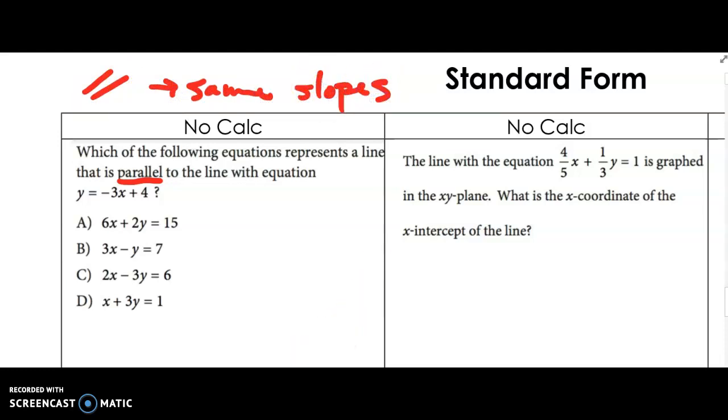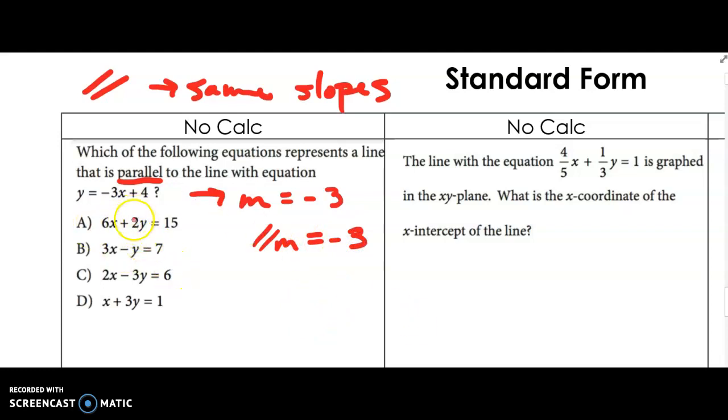Same thing if we were talking about perpendicular lines, those are opposite reciprocal slopes. In this case, we're talking about parallel lines. It gives us this equation, y equals negative 3x plus 4. You could tell me that the slope of this line is negative 3. And so that means that I'm trying to find the equation of a line that is parallel, which would also have a slope of negative 3.